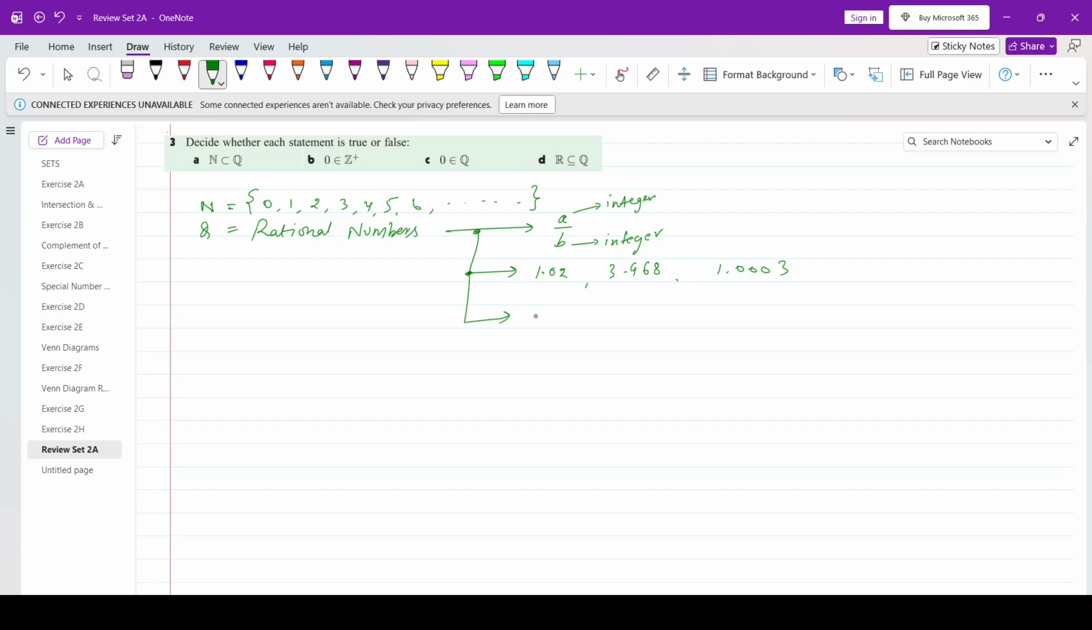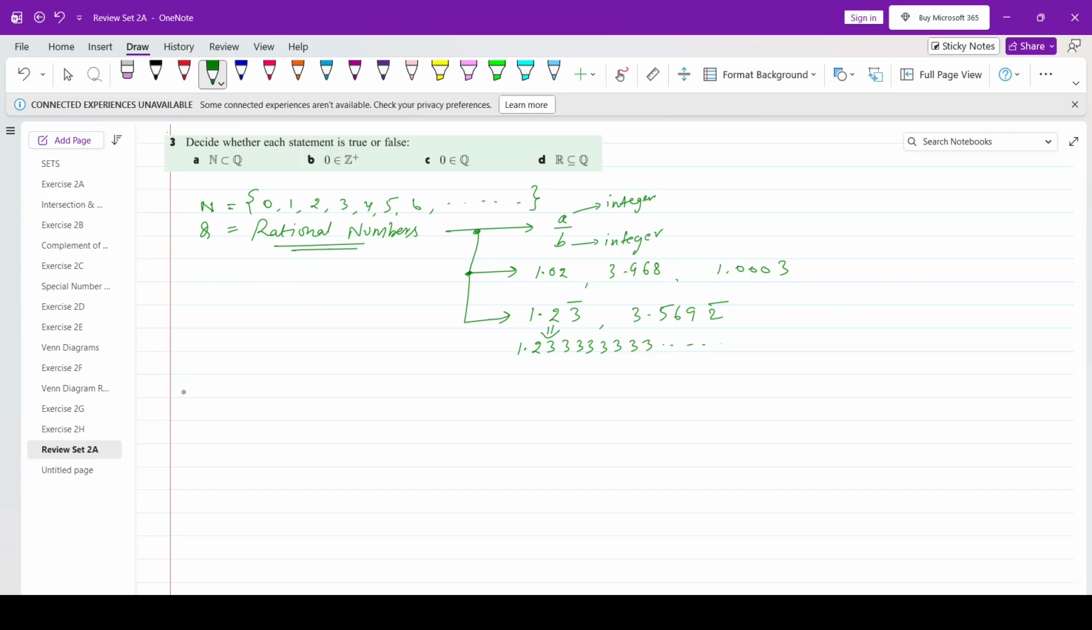And a rational number is also of the form non-terminating but recurring. These numbers are non-terminating. That means this number will be like this form. So this number is non-terminating, but it is recurring. The digit 3 here is recurring till infinity. Therefore, these are rational numbers.